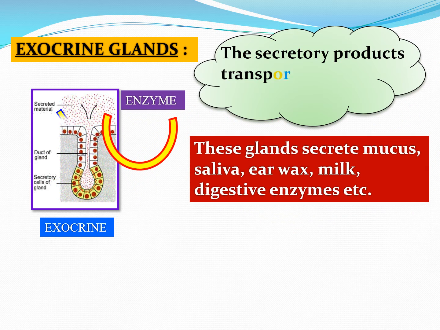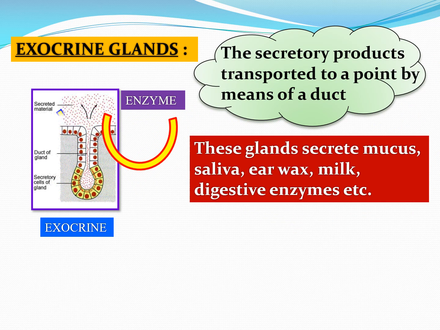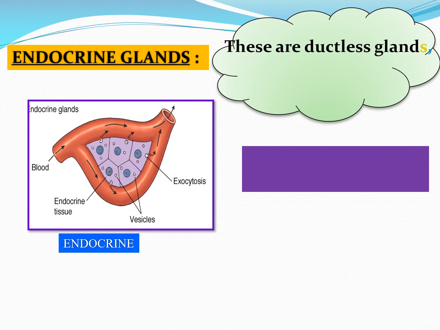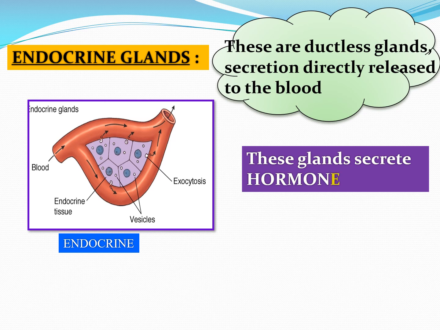exocrine glands, where the secretory products are transported to a point by means of a duct. These glands secrete mucus, saliva, earwax, milk, digestive enzymes, etc. And the other one is endocrine glands. So these are ductless glands, and secretion is directly released to the blood. These glands secrete hormones.